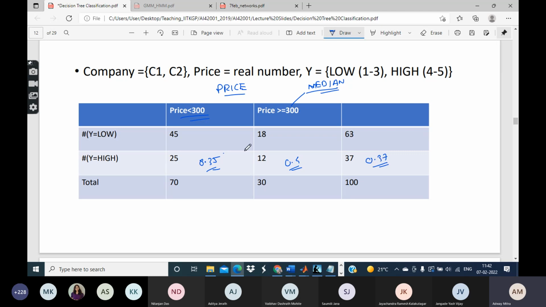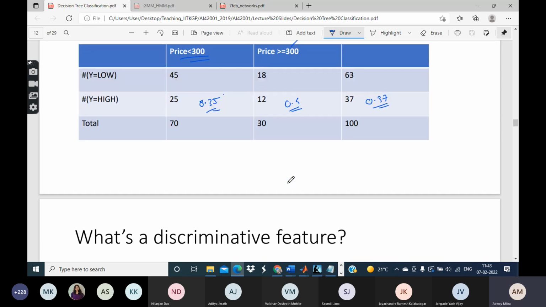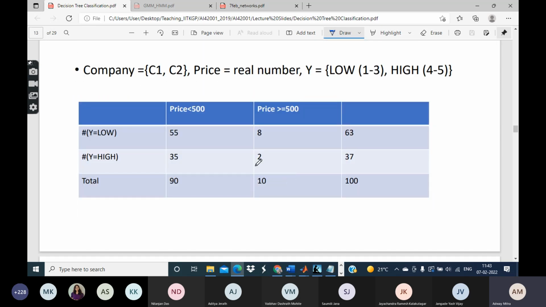It's not that she has any particular liking or disliking for cheap cameras, nor is it the case for expensive cameras. So before discarding the feature, let us consider another value of the threshold. Instead of 300, let us consider 500. There are 90 out of 100 cameras which cost less than $500. And out of them 35 are positively rated. So 35 by 90 comes to close to 0.4.